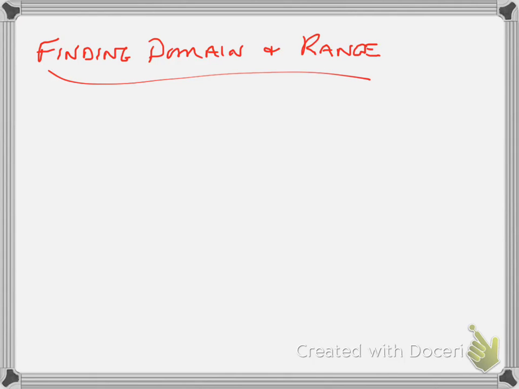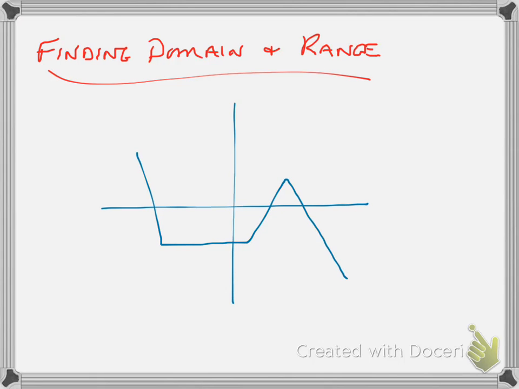Okay, now domain and range. How do we do that when we're looking at a graph? So basically, again, we're going to draw you something here. Let's kind of just end this right there. Here's what our thought process is.